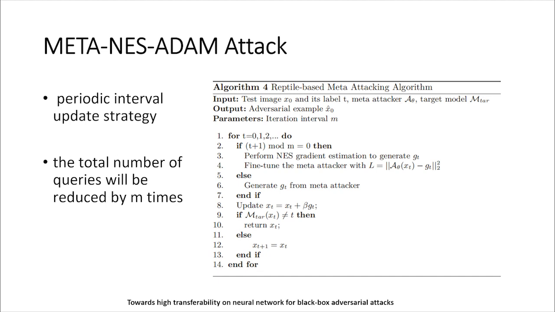Our method can greatly reduce the query number, because every m-time interval in the attack process will actually perform one gradient estimation operation that consumes queries, and the total number of queries will be reduced by m times. When we directly output the gradient in the meta attacker, there is no need for additional queries. Here, the larger the update interval m, the fewer queries, but the effect of the attacker will also decline.